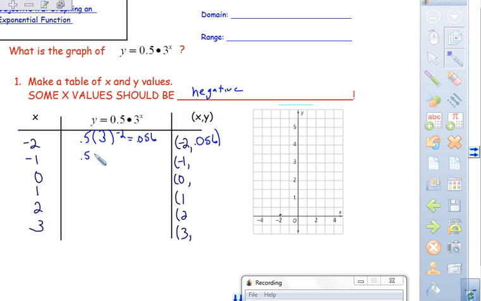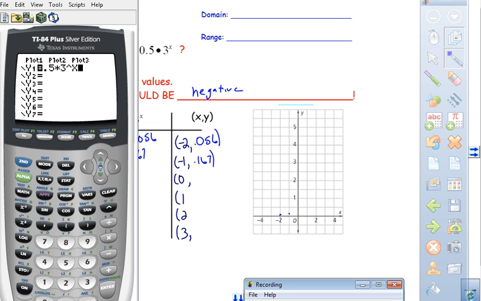If I plug in -1, throw it on my calculator, I get 0.167. So then my coordinate is -1, 0.167. So that's just a little bit higher than the last value, and I'm just estimating.